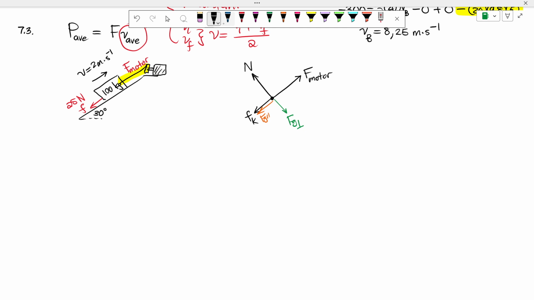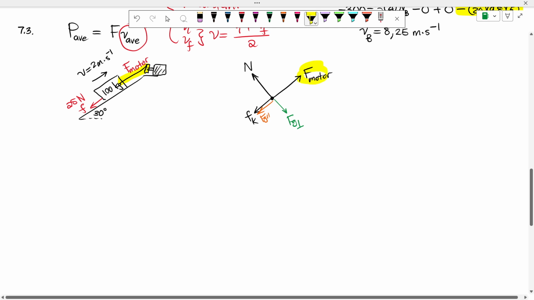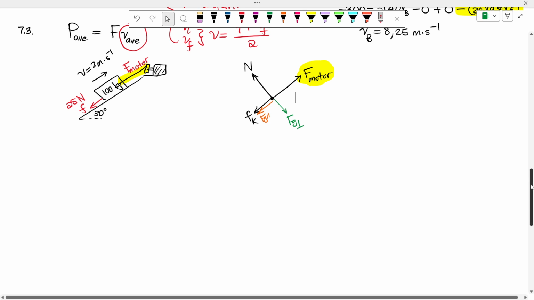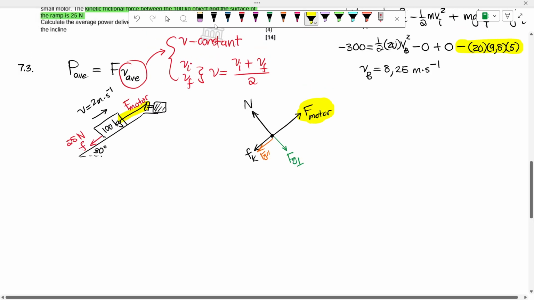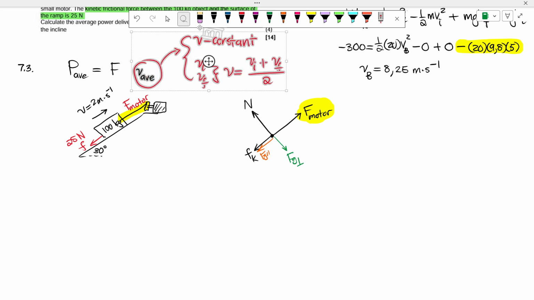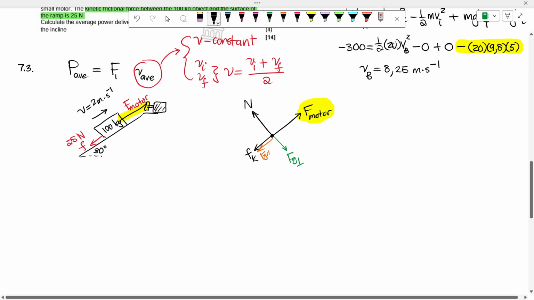So I'm still looking for F motor, because in my equation for power, I have to put F motor in there. Let me actually indicate that as well in my equation here on top. I have to write F motor, not FG or F anything else. It should be F for the motor, because the power itself is being provided by the motor.